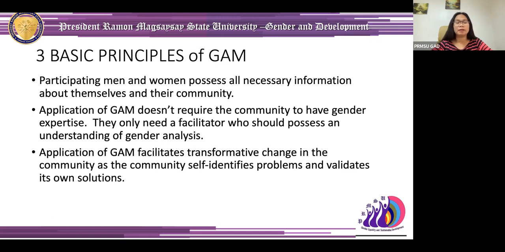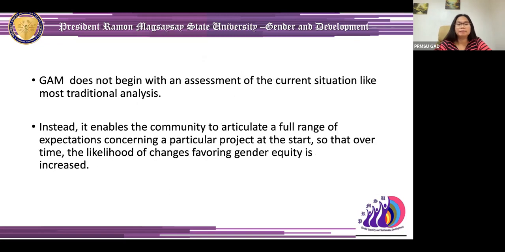Another principle of GAM is that the application of GAM facilitates transformative change. So ang aim po talaga natin, especially I think sa parameter ng ating accreditation, is about the impact assessment. So we wanted to introduce transformative change into the society or into the community that we have adopted. So yun dapat yung ma-share natin, what could be our evidences telling na na-transform natin itong community na to. So that is also another application of GAM.